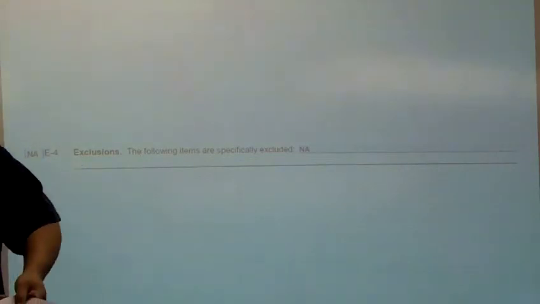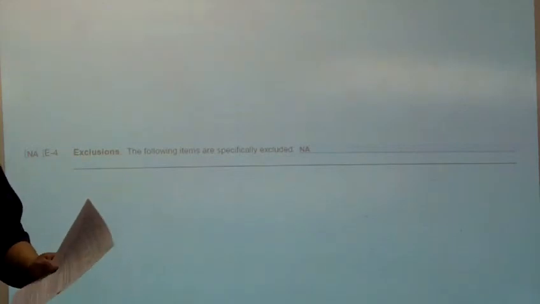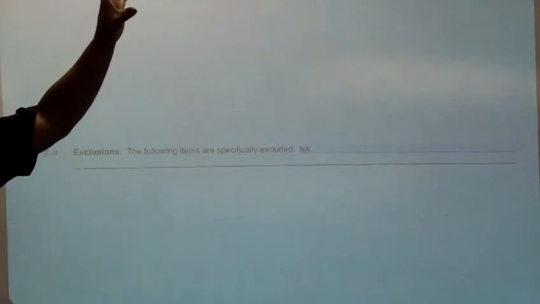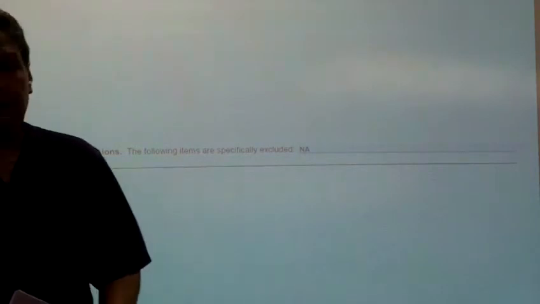E4, exclusions. Generally, it's going to be marked NA, but if you're the listing agent, or if it says on the MLS that something is excluded, like the $100,000 crystal chandelier hanging in the dining room is excluded, then make sure you put that in there. Okay? Otherwise, in most cases, it's going to be marked NA.